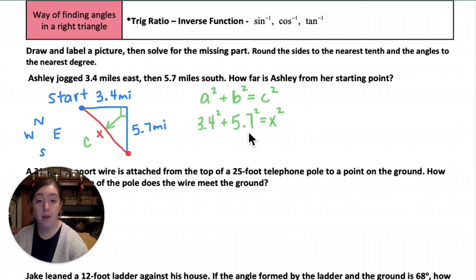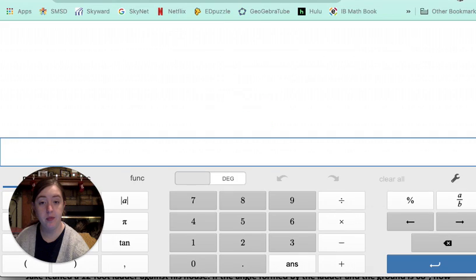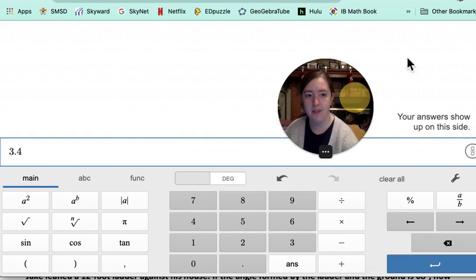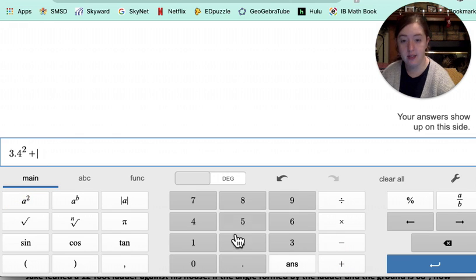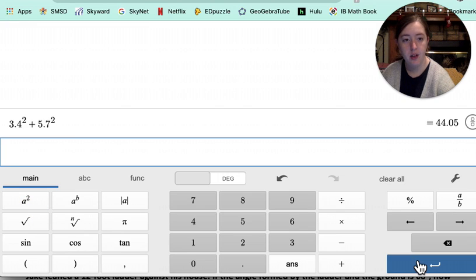So I'm going to pop this stuff over on the left into my calculator. We had 3.4 squared plus 5.7 squared. So we end up with 44.05 equals x squared.